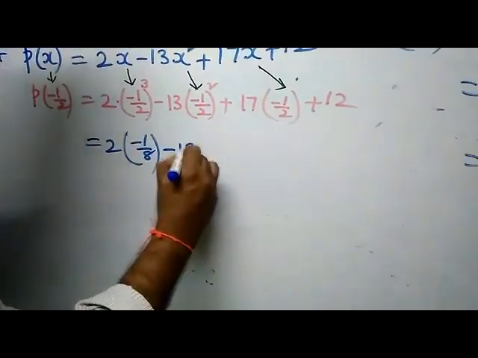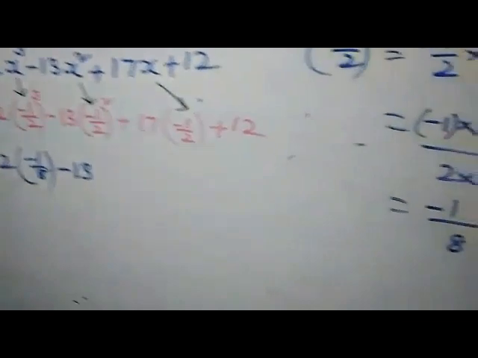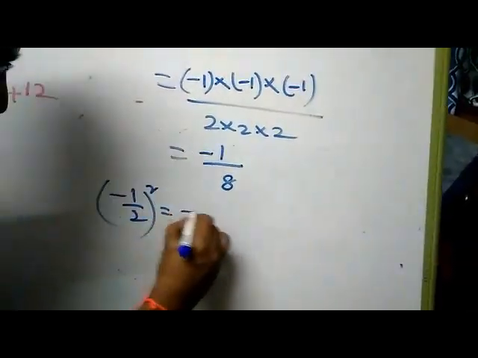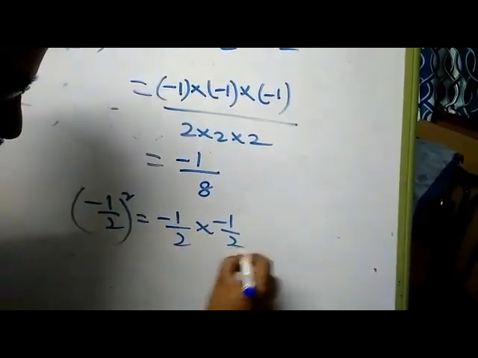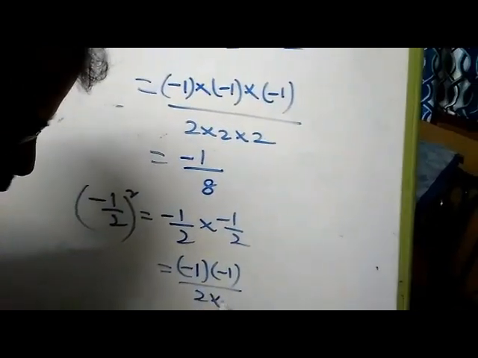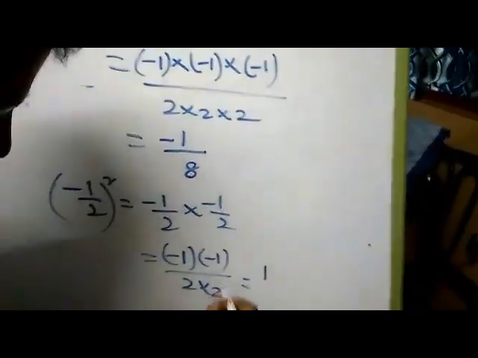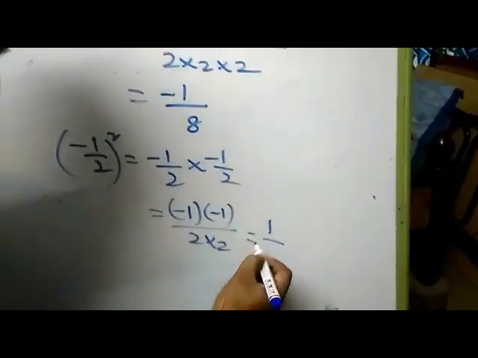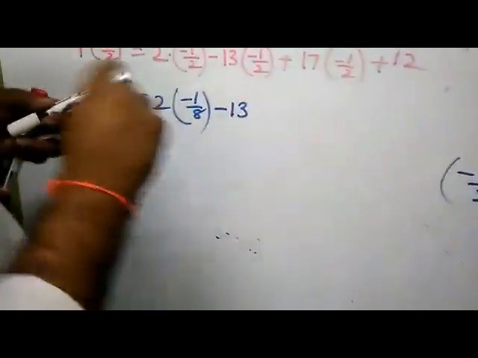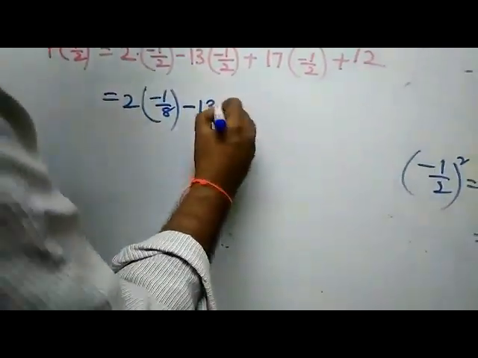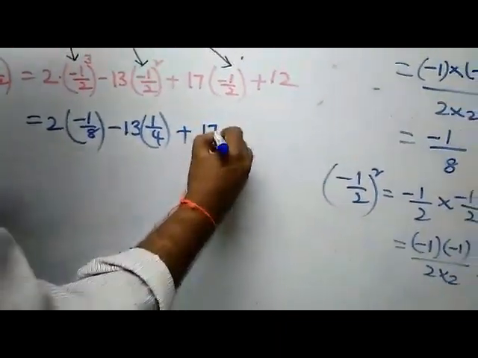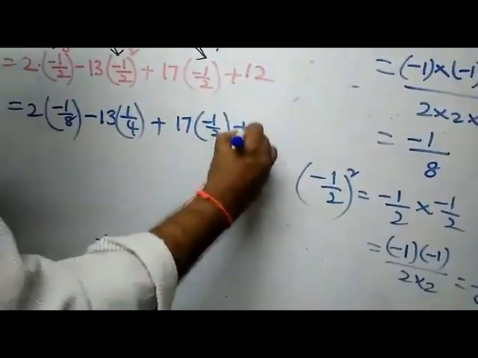Minus 13 into, we'll go for minus 1 by 2 whole square. Minus 1 by 2 whole square is equal to minus 1 by 2 into minus 1 by 2, that is nothing but 1 into 1 is 1, 2 into 2 is 4, minus into minus plus. Here minus 1 by 2 whole square is nothing but plus 1 by 4, that's why this time writing only 1 by 4, plus 17 into minus 1 by 2 plus 12.